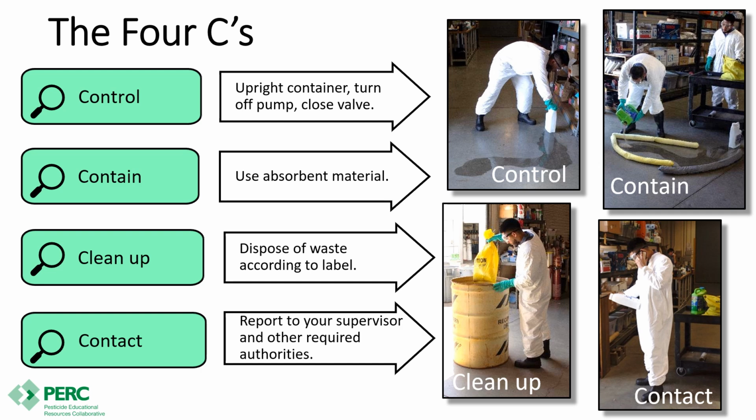The 4 C's for emergency spills are: control the spill. Stop the spill or leak by returning the container to an upright position, turning off the pump, or closing valves. Contain the spill with absorbent material, such as kitty litter, sand, or clay. Keep others away from the spill area.